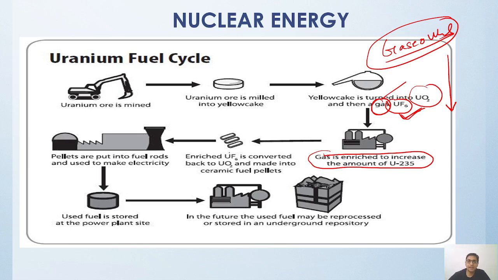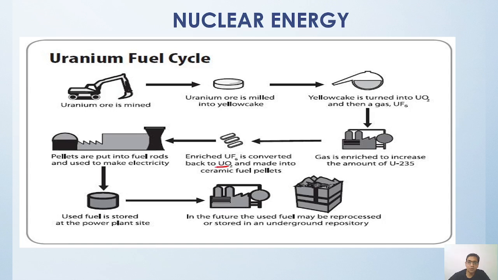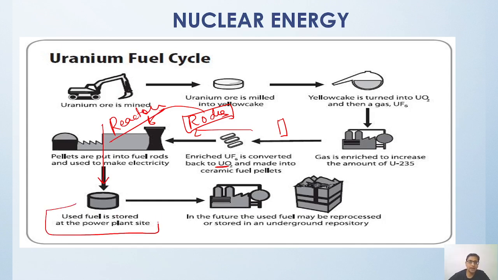This enriched uranium hexafluoride is again converted into uranium dioxide and made into pellets, the black colored pellets that I told you about. These pellets are put inside rods, and then sent to reactors, where they undergo the fission reaction. After they are used up, they are stored in the power plant under water or underground, and we can also utilize them in the future by re-enriching, by reprocessing them. Until we dispose of them, we have to keep them at a very safe location.